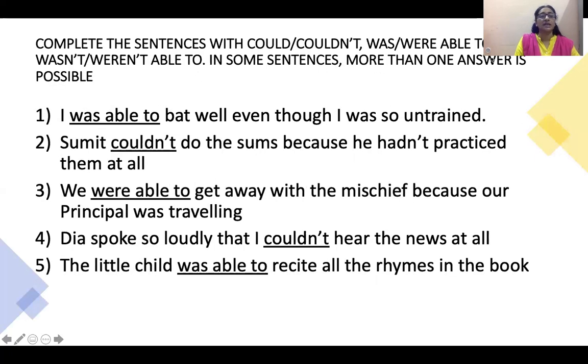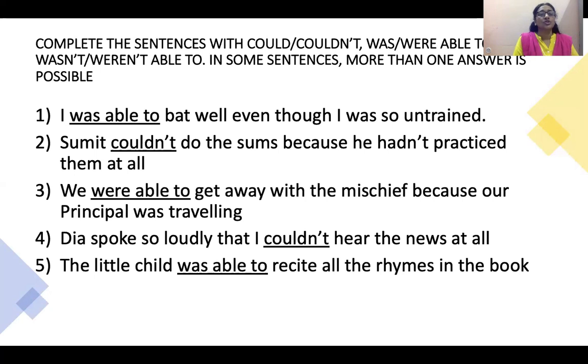Now the second exercise, complete the sentences with could, couldn't, was able to, were able to, wasn't able to, or weren't able to. In some sentences, more than one answer is possible. First one, I blank bat well even though I was so untrained. Here you can write, I was able to bat well even though I was so untrained.